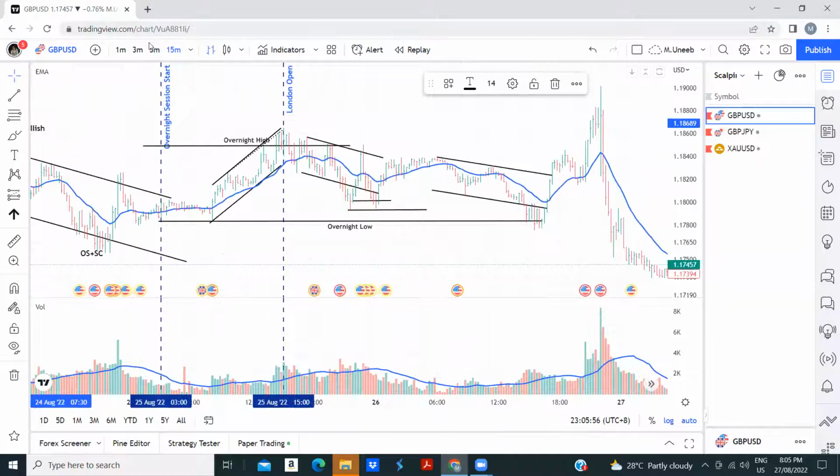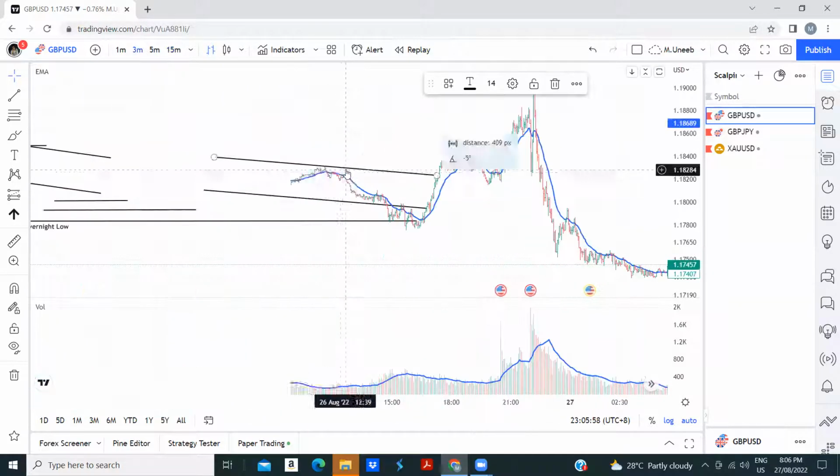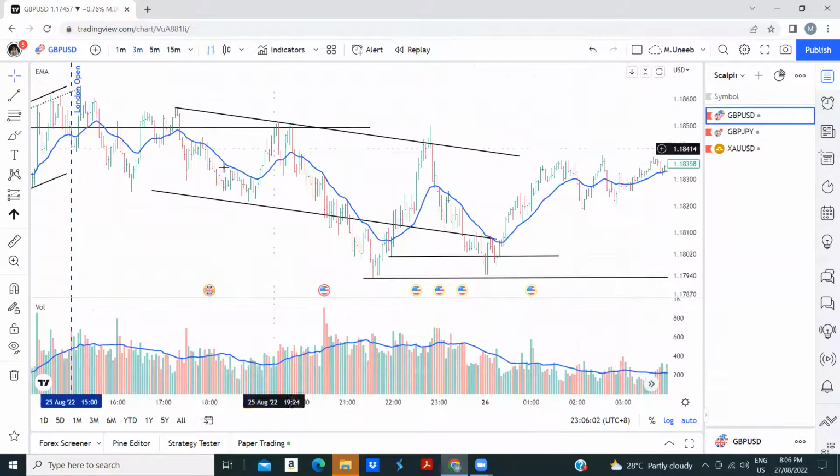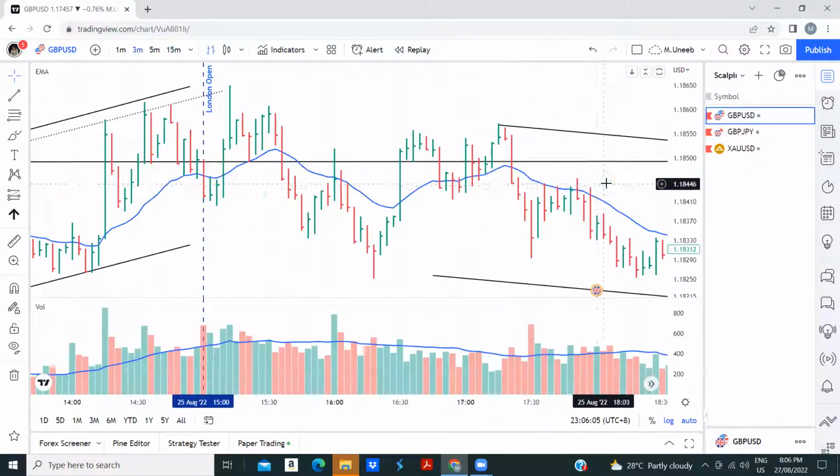But why did we take this bias? Okay, why did we take this? Why did we not enter directly at the New York Open or London Open? Can you tell me? Why did we not enter over here?